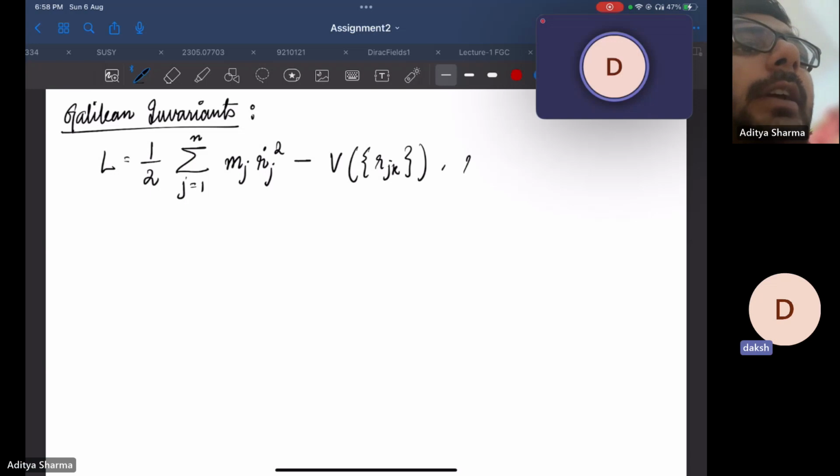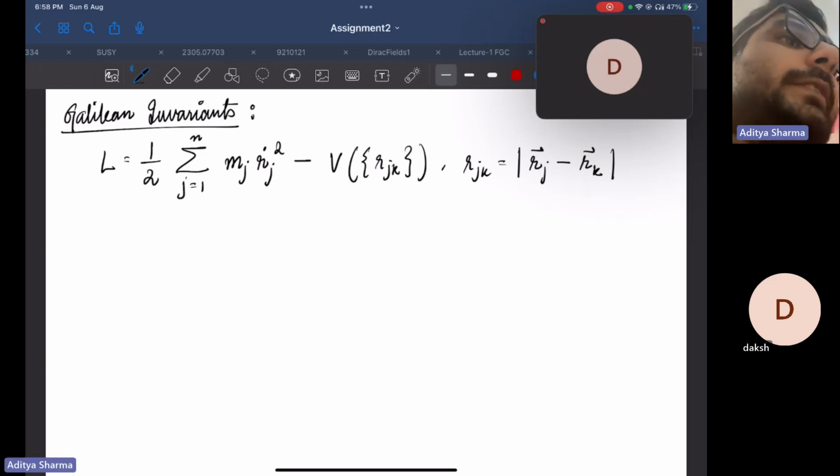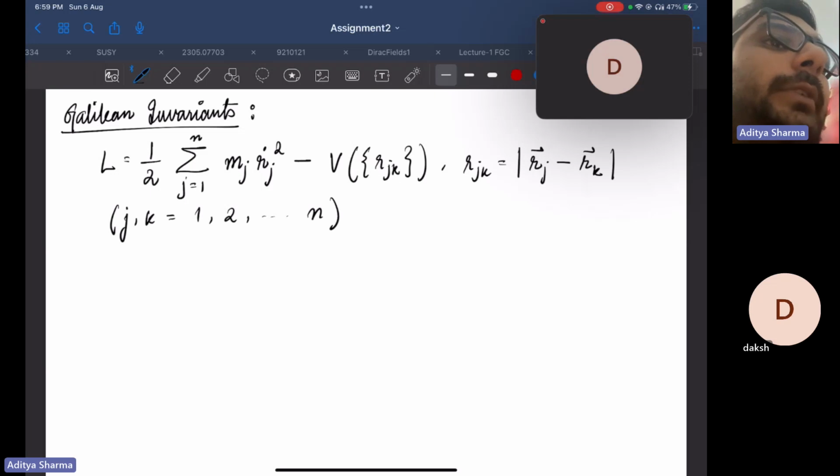Where RJK is this. So what we will do is we'll find all the symmetries of this Lagrangian. We'll do it step by step. This is a system of particles. Say there are n particles. This is some potential between them, and this is very general. The potential is some V, and the only criterion we want is that V should be like this.